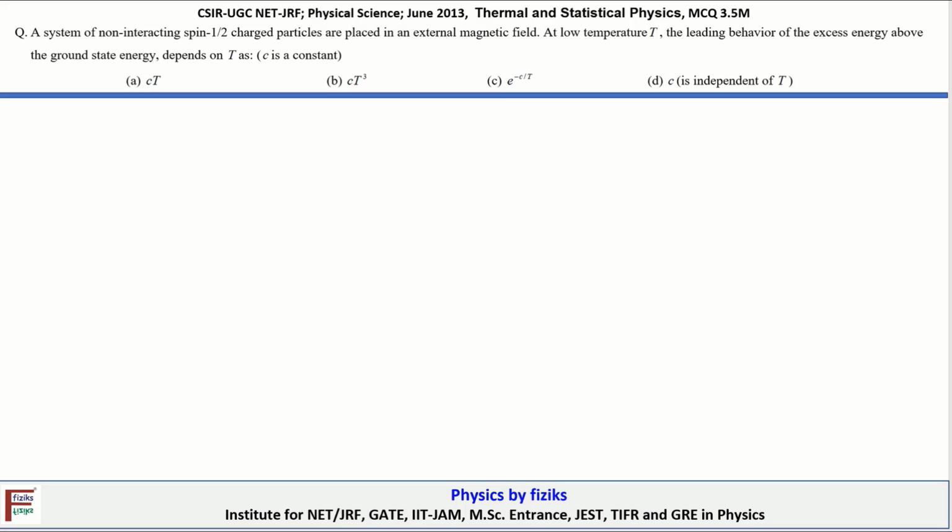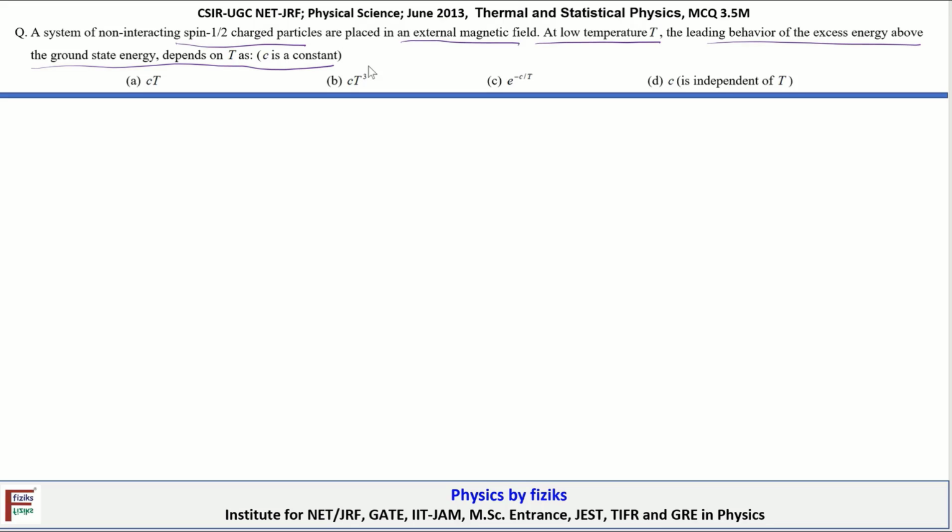So let's continue with the next problem. The statement is, a system of non-interacting spin-half charged particles is placed in an external magnetic field at low temperature T. The leading behavior of the excess energy above the ground state energy depends on T as, where C is a given constant.